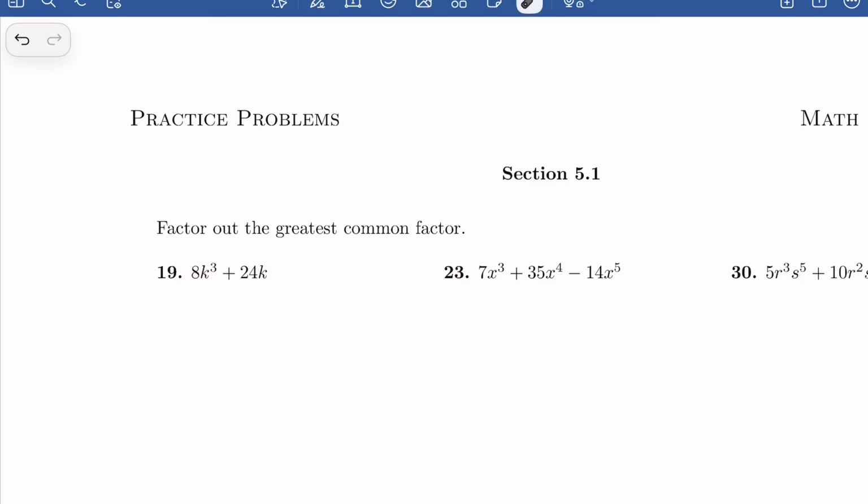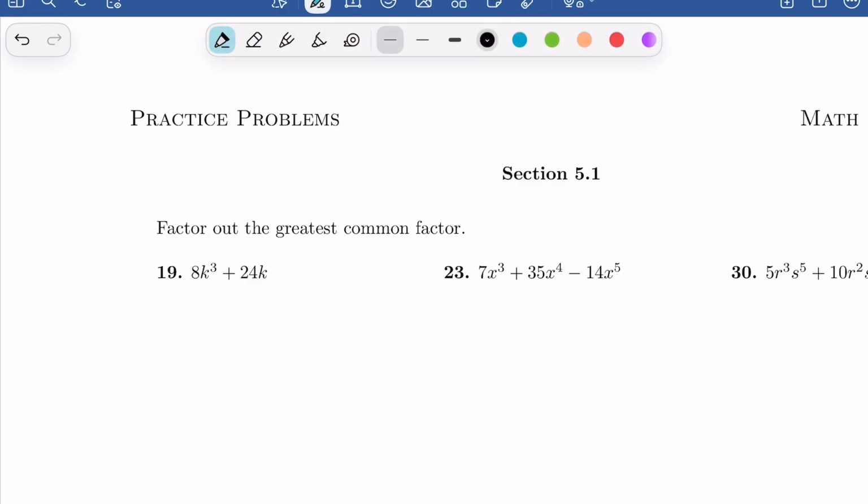Notice that 8 here, just looking at the coefficient of each of these terms, 8 is divisible by 8, and so is 24. So that tells us 8 might be a part of our greatest common factor. And notice we also have 3 k's here and 1 k here. So both of these terms have at least 1 k. That gives us an idea of what the greatest common factor might be.